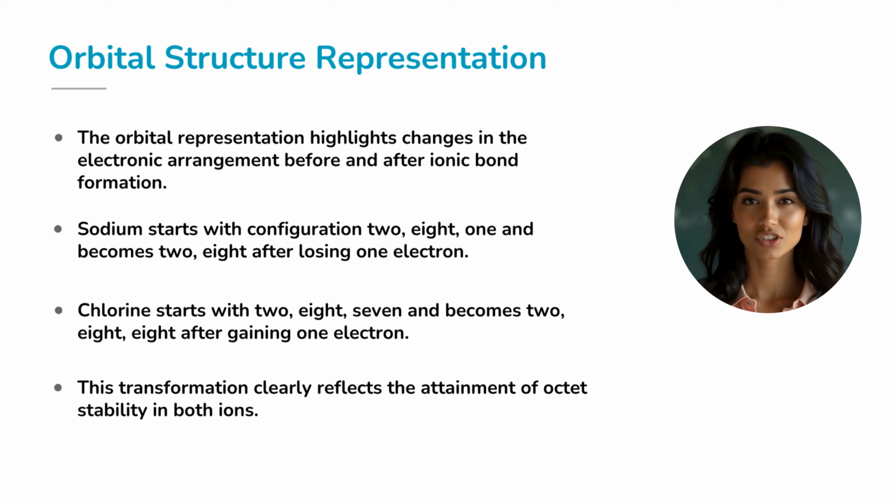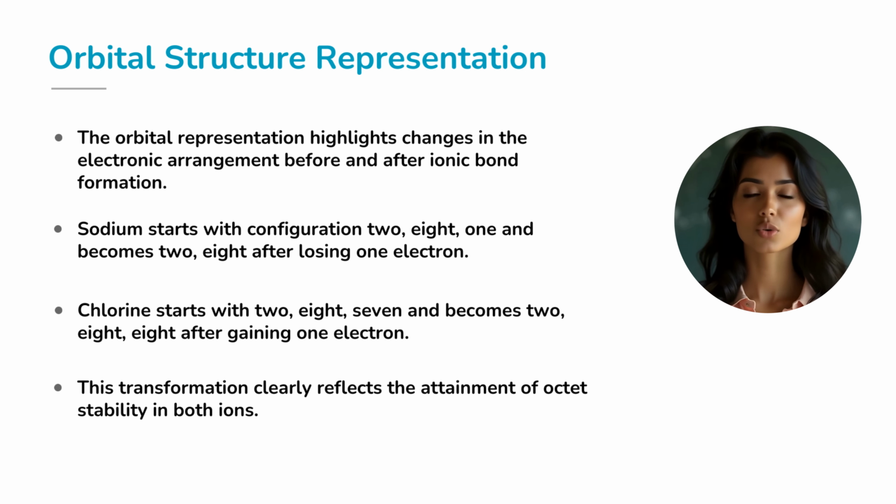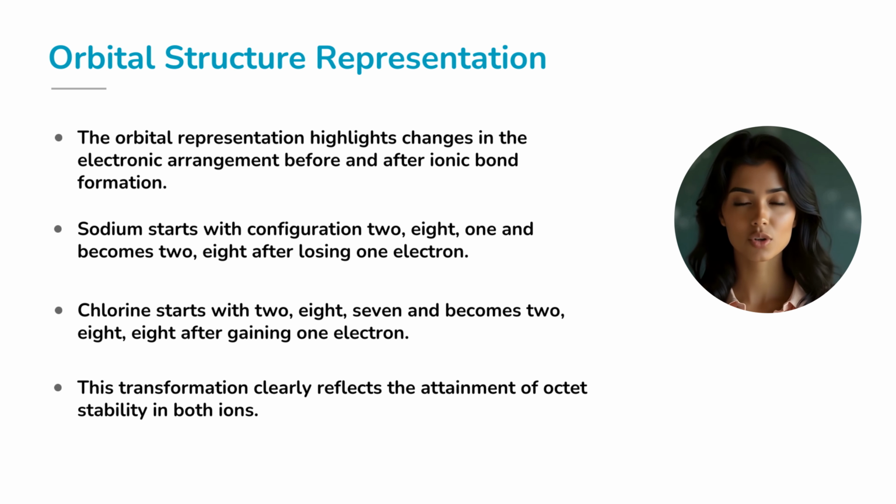After bonding, sodium loses 1 electron and now has 2 shells with configuration 2, 8, like neon. Chlorine gains 1 electron, now with 3 shells in configuration 2, 8, 8, like argon. So visually, sodium goes from 3 shells to 2 and chlorine fills up its third shell. This transformation to noble gas configuration is what makes both ions stable. This orbital change is what enables the ionic bond in sodium chloride.